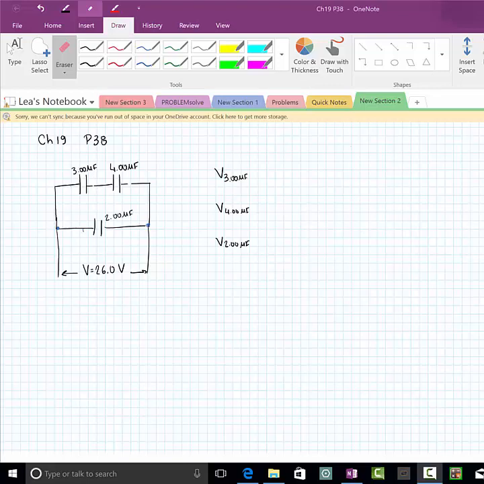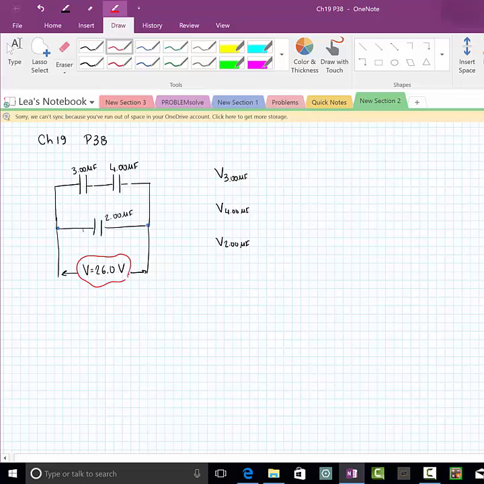So this is problem 38 of chapter 19 of Giancoli, 6th edition. We have 3 capacitors in this circuit, and we are given this 26 volts that is now applied across the whole network. And we want to know what is the voltage across each one of these capacitors.